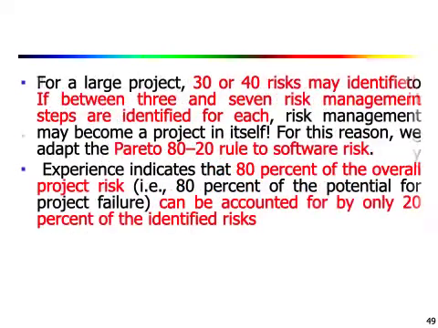For a large project, 30 or 40 risks may be identified, and if between 3 and 7 risk management steps are identified for each, the risk management may become a project in itself. For this reason, we adapt the Pareto 80-20 rule to software risk. Experience indicates that 80% of overall project risk can be accounted for by only 20% of the identified risks. Okay, so that's all about risk management.